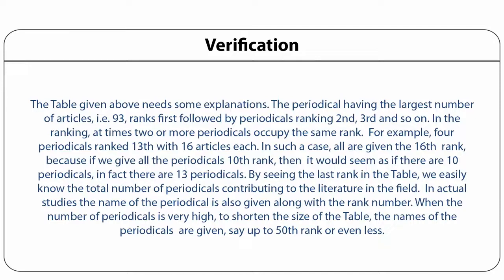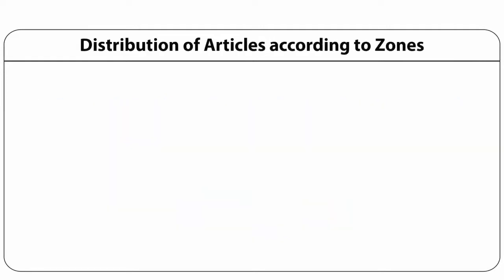In Bradford zones, you find 3 zones, 1, 2 and 3, and the number of periodicals in the 3 zones are 10, 50 and 266, and the number of articles in the 3 zones are more or less the same: 445, 443 and 444. It relates to the distribution of articles in 3 Bradford zones.